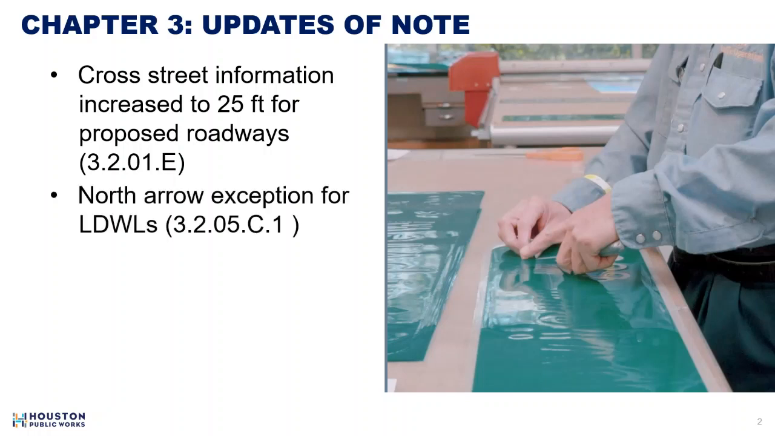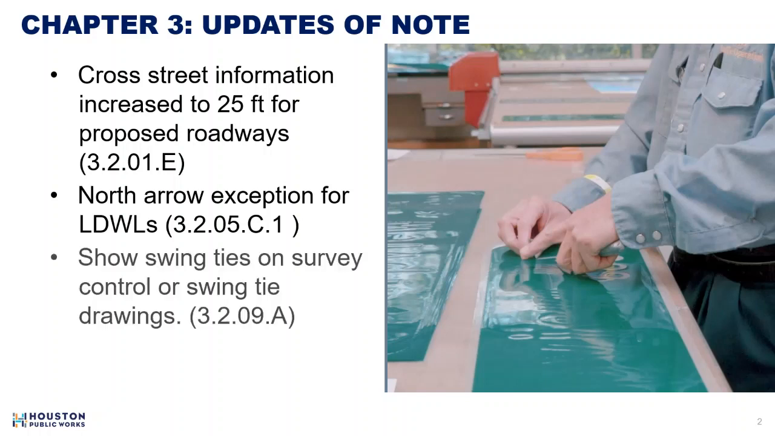The IDM requires that plan sheet north arrows shall be oriented either toward the top or right of the sheet. It was identified that the flow for large diameter water lines can be a major consideration for sheet orientation. Therefore, this requirement is waived for large diameter water lines. There's a new article requiring to show ties on survey control or swing tie drawings to city monuments, control points, and temporary benchmarks. And it references Chapter 2 survey requirements for construction drawing requirements.